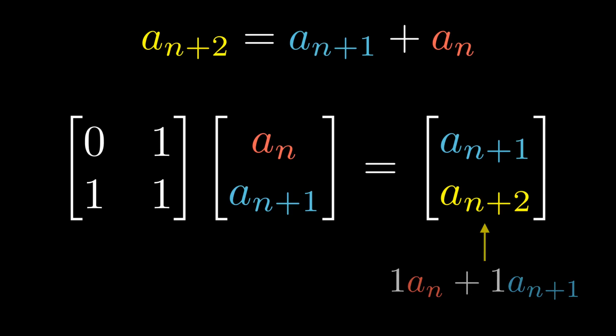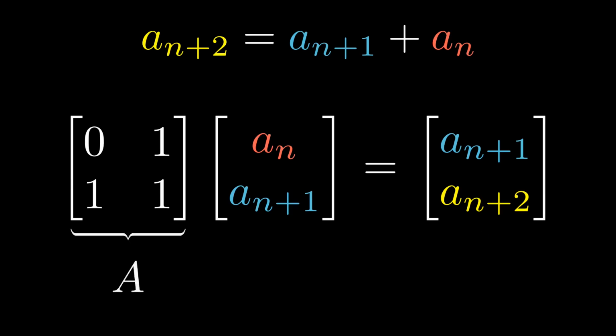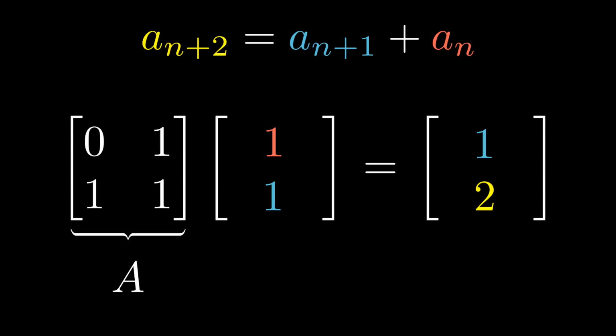So this simple matrix, which we'll call A for the rest of the video, actually encodes the entire Fibonacci sequence. If we multiply it against the vector 1, 1, we get 1, 2. Multiplying it against 1, 2 gives us 2, 3. Doing it again, 3, 5, and so on and so on.